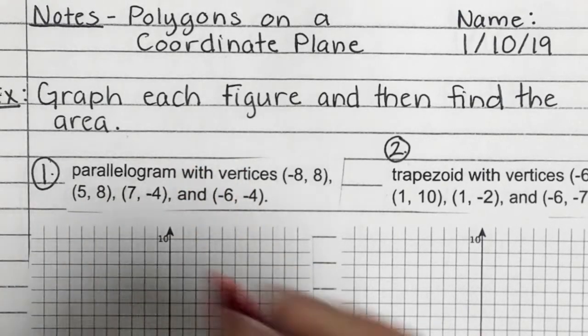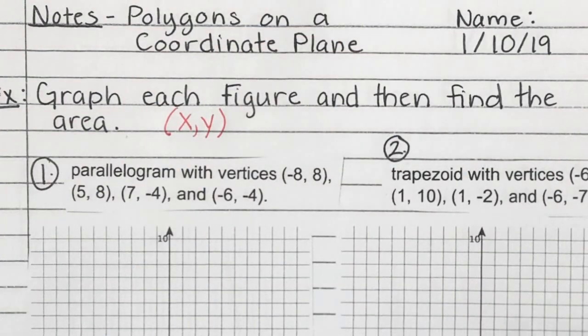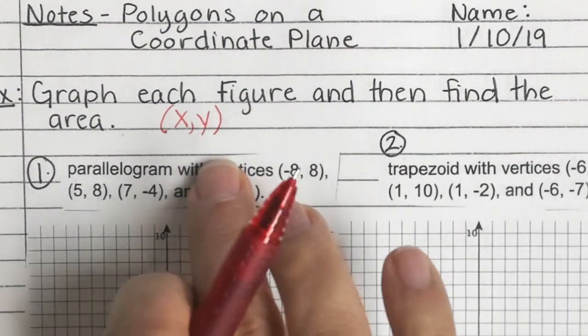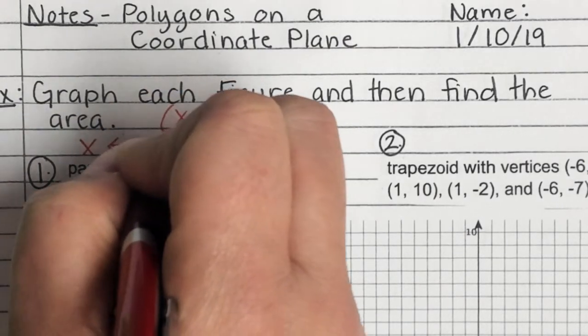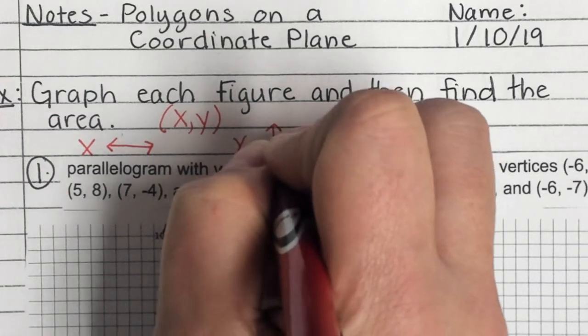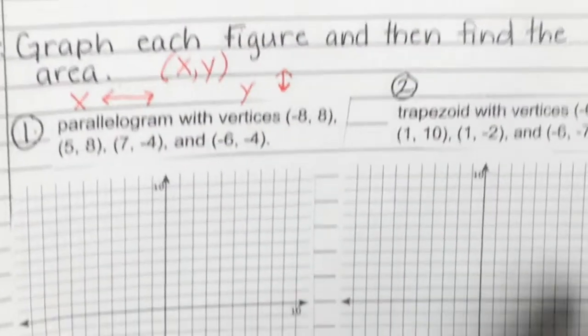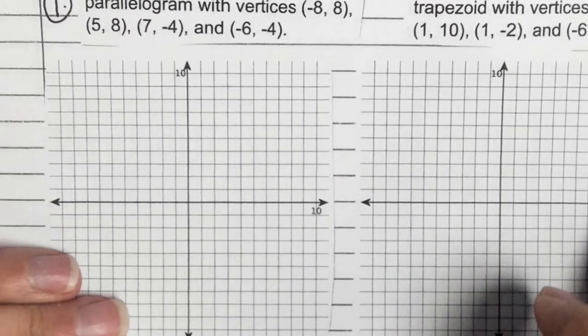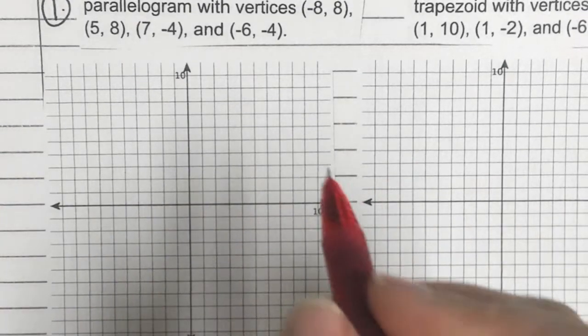When we look at this, we got to remember that they come in order X and Y, okay? And our X coordinate will tell us if we are going left to right, and Y tells us if we are going up or down, all right? So let's look at this. We're going to go ahead and graph the first shape. It's a parallelogram. And then after that, we are going to find the area of it, okay?